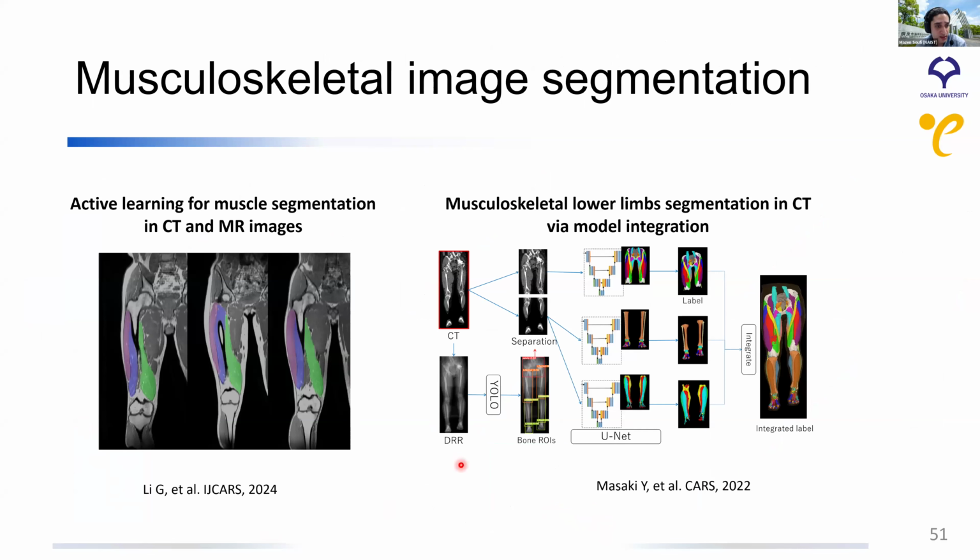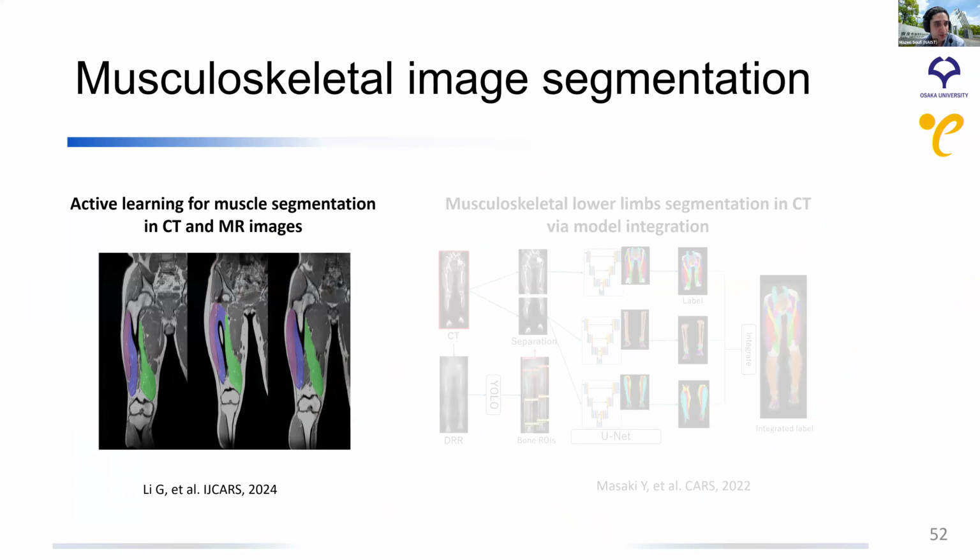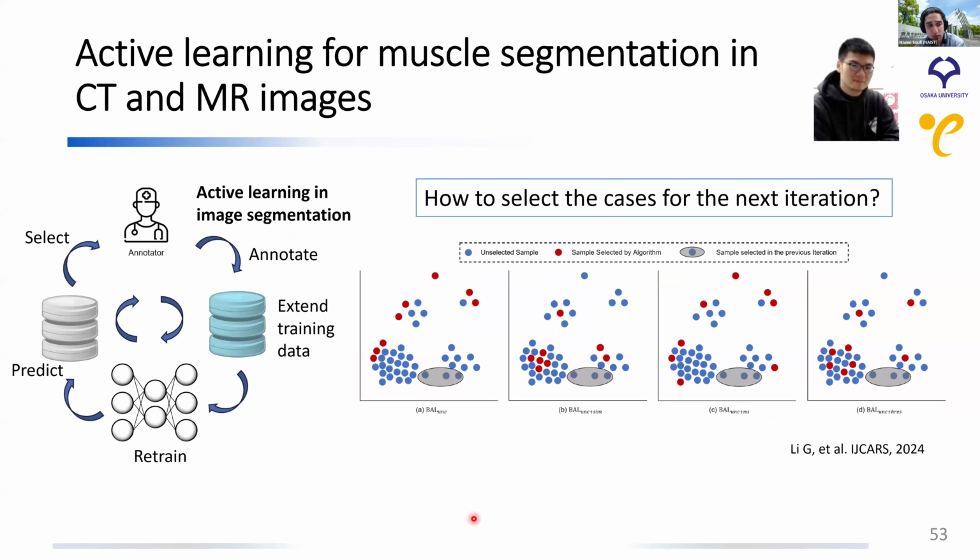We have also tried to apply the automatic segmentation on MRI images, and not only to the hip region, but also trying to integrate models from different locations. So taking, for example, the MRI and CT, in the MRI study recently published in IJCARS by the PhD student, Mr. Lee, he was trying to develop a way to improve our active learning approach.